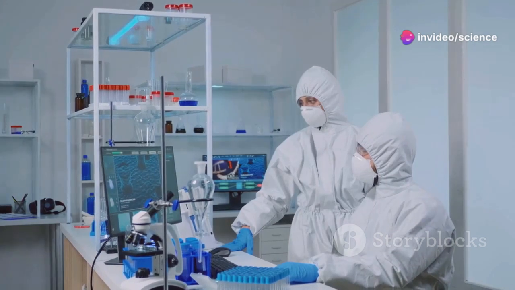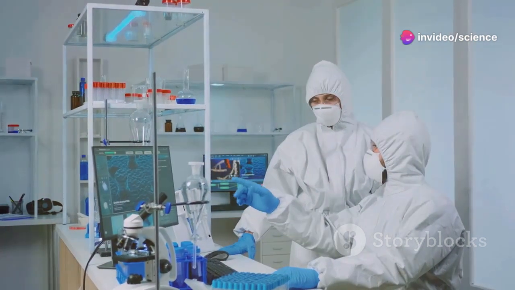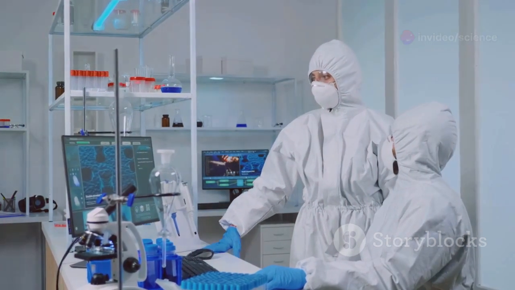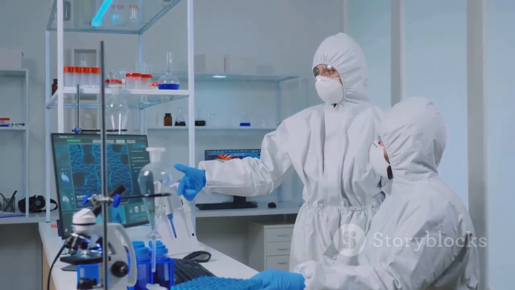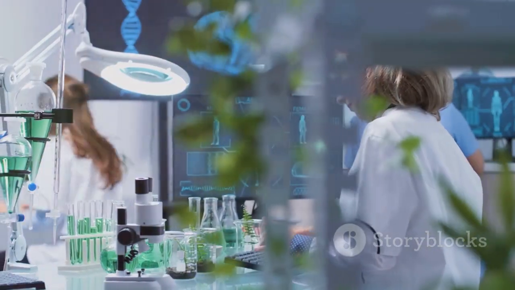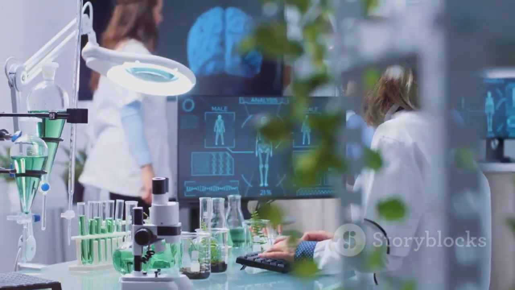As we continue to learn more about viruses, we can develop new strategies to prevent and treat viral diseases, and to harness the power of viruses for beneficial purposes, such as gene therapy and vaccine development. The future of virus research is full of exciting possibilities.